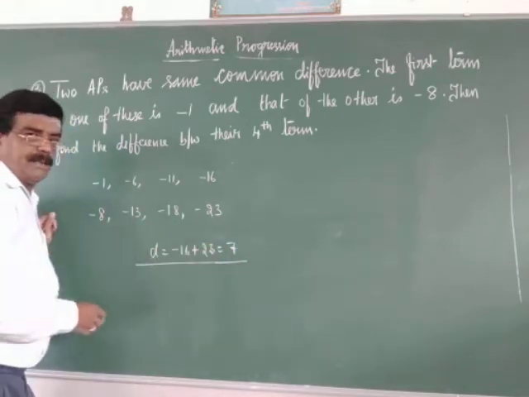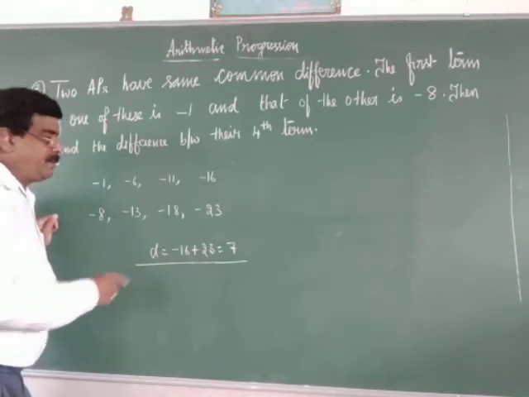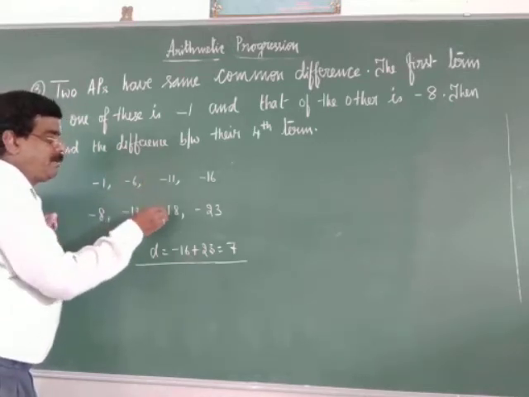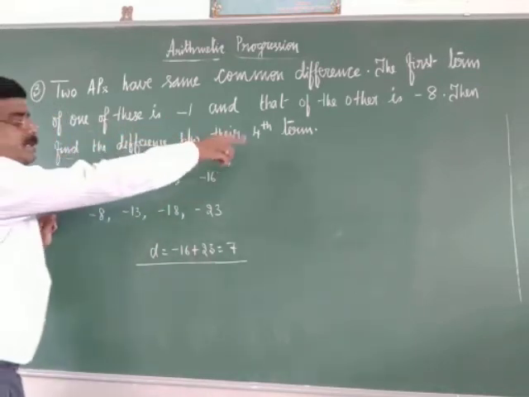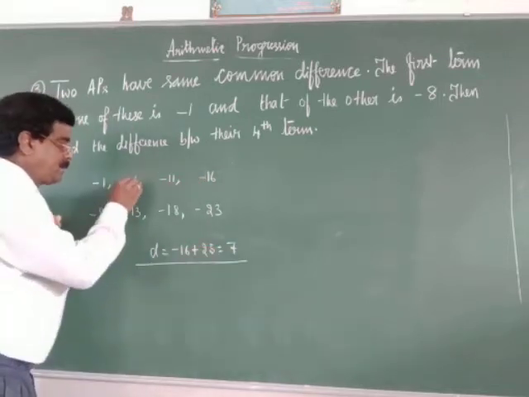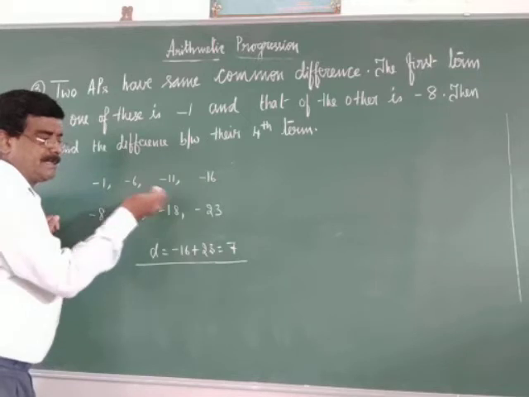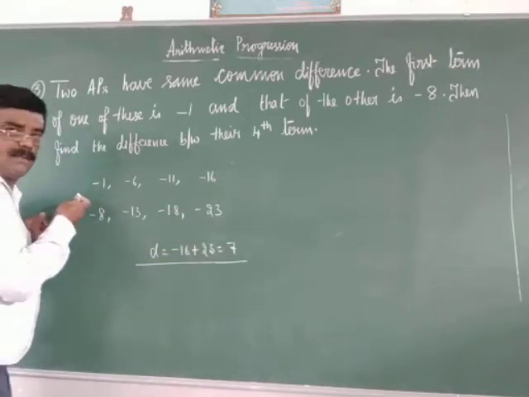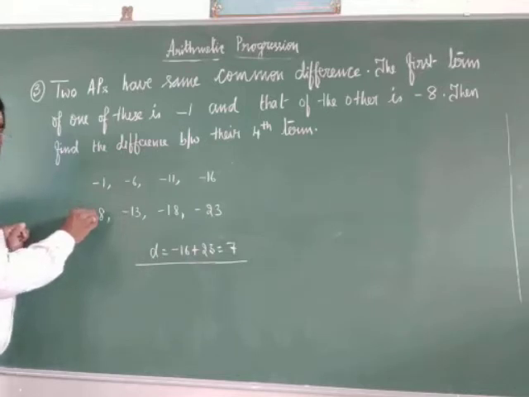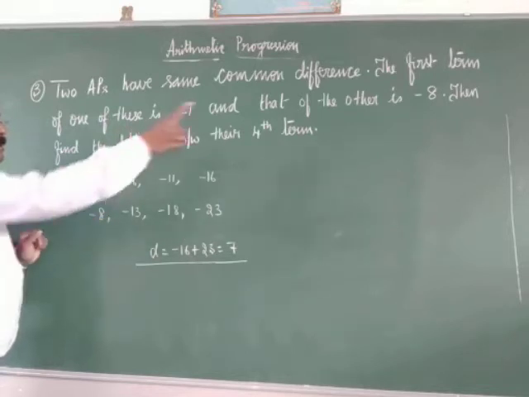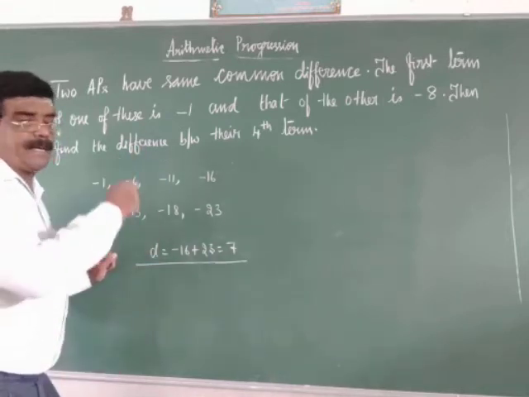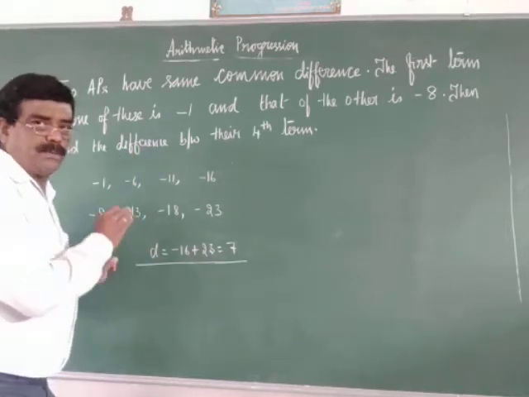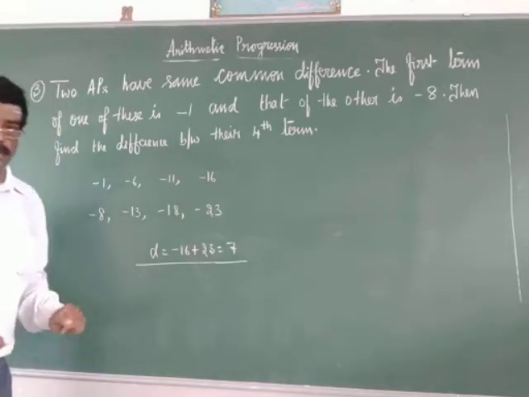One more thing you can observe here. If they ask you to find the difference between the third terms, that is -11 plus 18, which is also 7. It means the difference between their third terms is also 7. You can check the second term also, that is also 7. Ultimately, coming to the question, you just change the sign. So -1 plus 8, or -8 plus 1, you will be getting 7. You can write the direct answer, but always, as much as possible, you should know the procedure and get the solution.